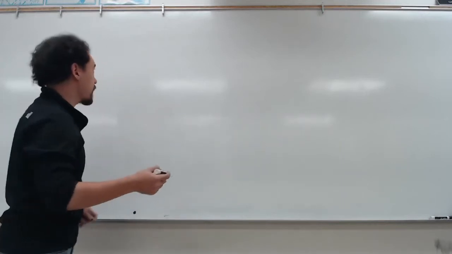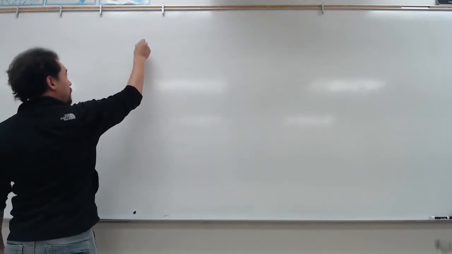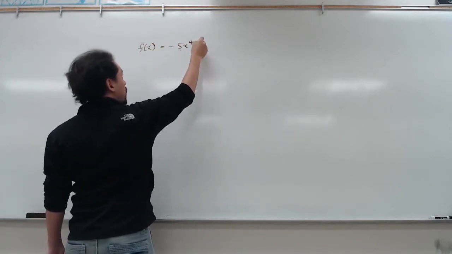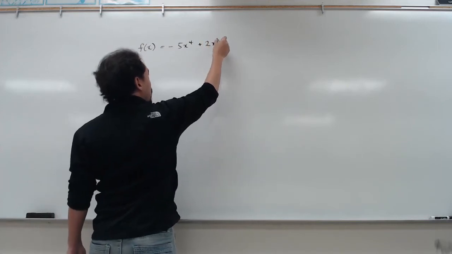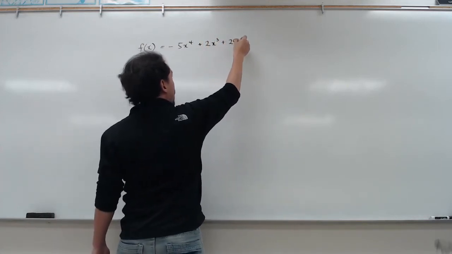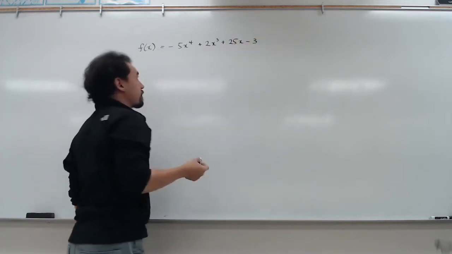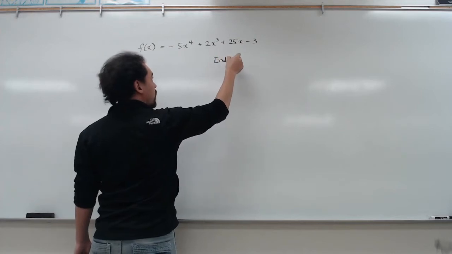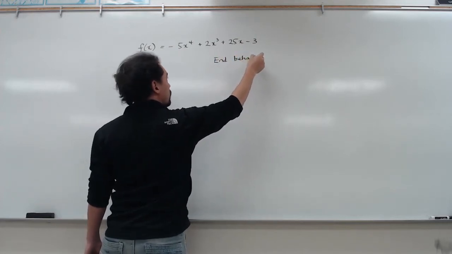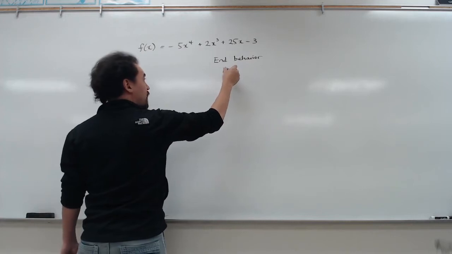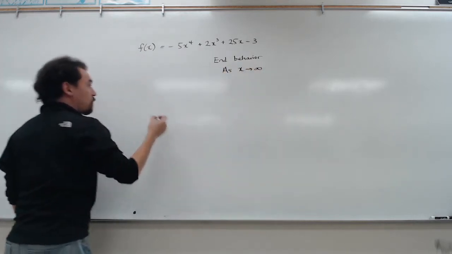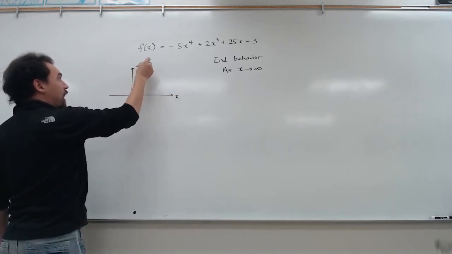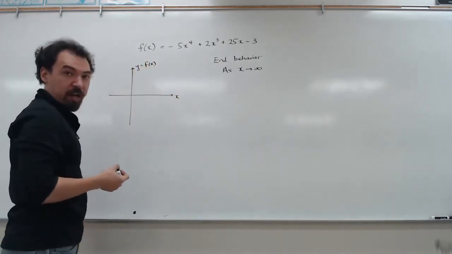Let's try another example. So let's say our function, f of x, is negative 5x to the fourth plus 2x cubed plus 25x minus 3. And we want to know the end behavior of this function. So this is going to be as x approaches infinity. What that means to us is as x becomes a very big positive number. So as we go to the far right in our graph, what will happen?